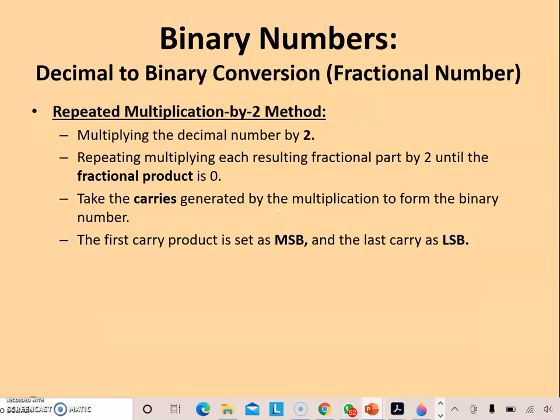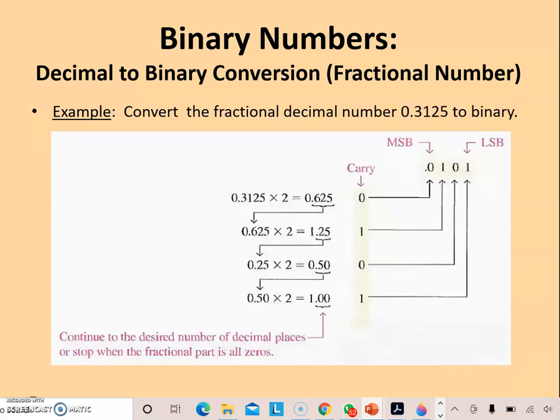Now for decimal to binary conversion for fractional numbers, instead of dividing, we multiply the decimal number by 2, and repeat multiplying each resulting fractional part by 2 until the fractional product is 0. We take the carries generated by the multiplication to form the binary number. The first carry is set as the MSB, and the last carry as the least significant bit. Okay, no problem. We go to the example for easy understanding.